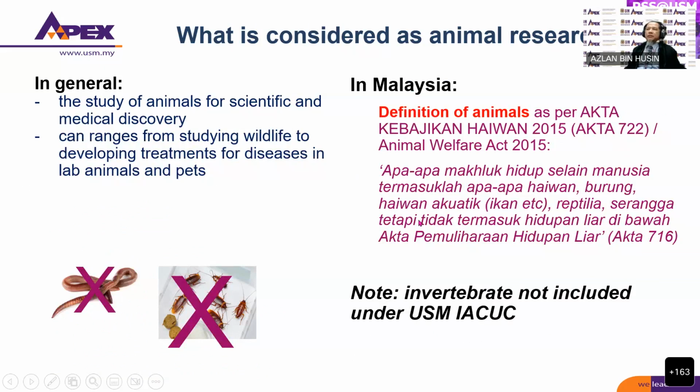And then when you talk about animal research, in general, the study of animals for scientific and medical discovery, it's called animal research. In Malaysia, there's a specific definition of when we say the research involves animal research. So in the Animal Protection Act, it says that anything other than human, including animals, birds, aquatics, with the exception of wildlife, that is considered as if you do research activity, that is called animal research.